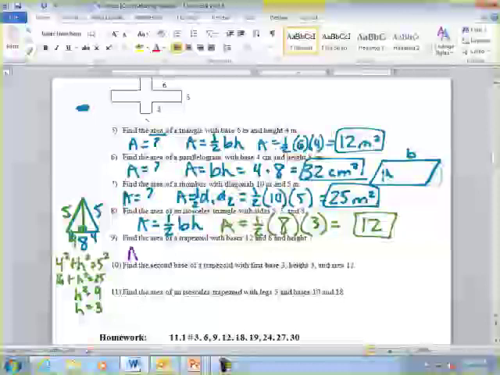Find the area of a trapezoid. What is our area formula for a trapezoid? 1/2 times the height times the sum of the two bases. In a trapezoid, the two base sides are different lengths. It doesn't matter which one is which. It's 1/2 of h, the height, times the sum of the two bases, which are called base 1 and base 2.